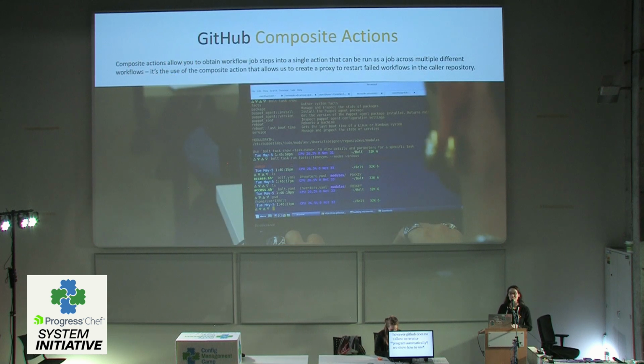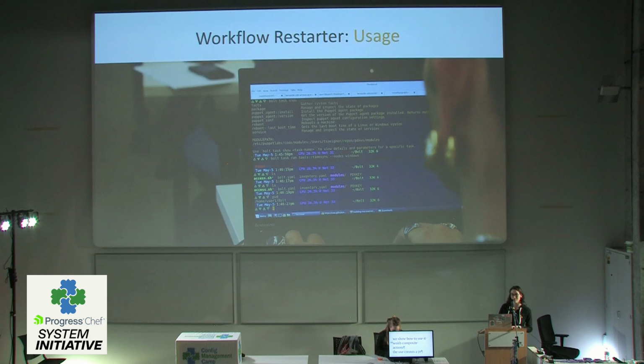So composite actions allow you to combine workflow job steps into a single action that can be run as a job across multiple different workflows. It's the use of the composite action that allows us to create a proxy to restart failed workflows in the caller repository. So now we're going to get into the components of the workflow, its implementation and its usage.